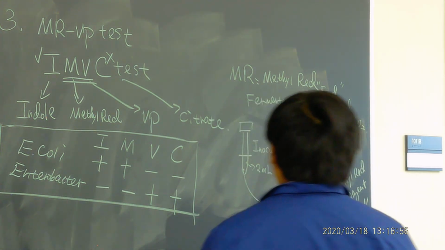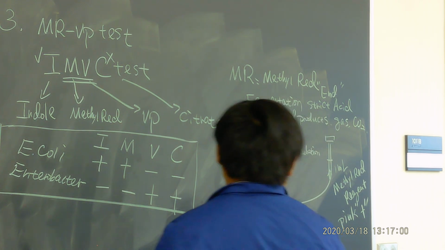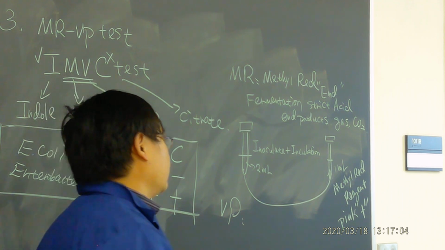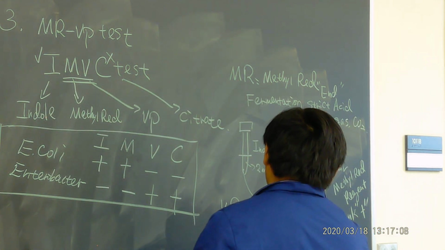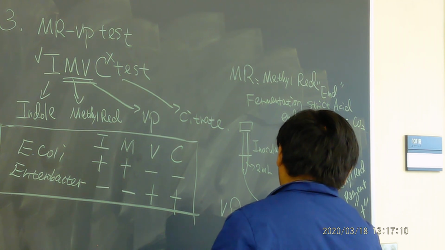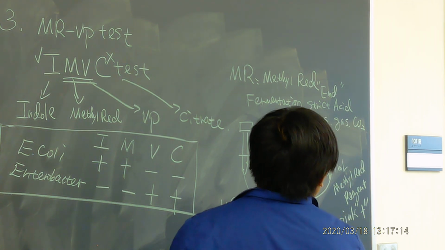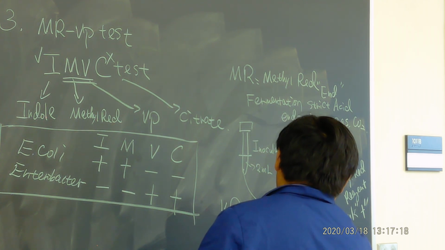Now what is V? P means Voges-Proskauer. You can read it. I'm not going to write the full name. What is the VP going to test? This means testing fermentation. Instead of having acid end products, you have neutral end products.